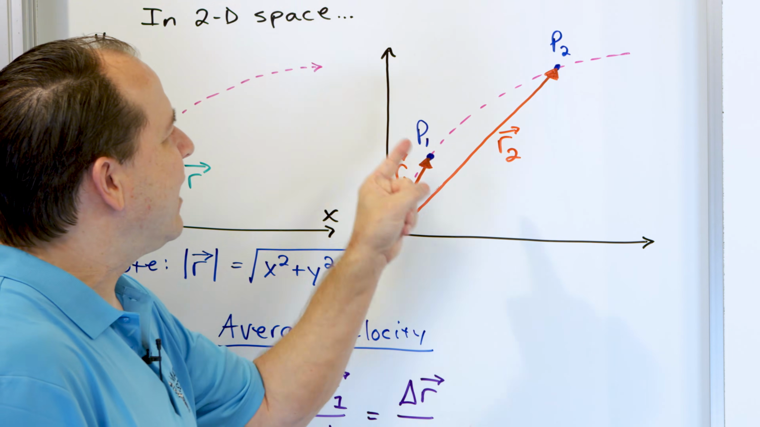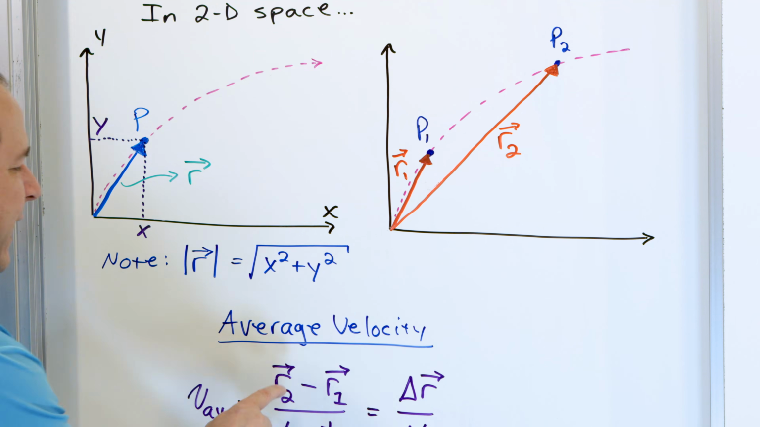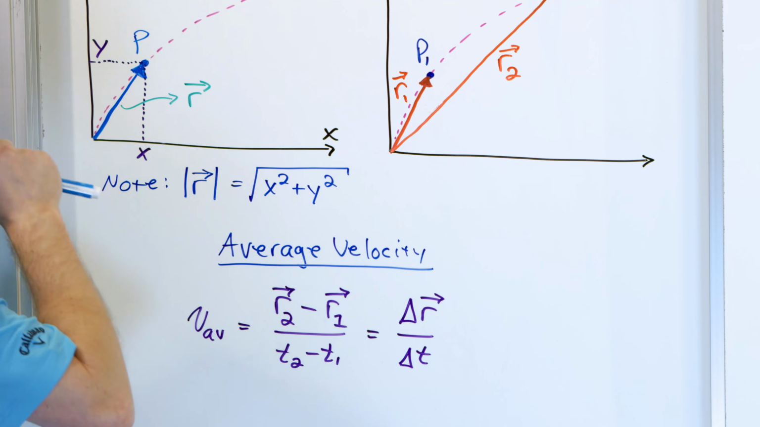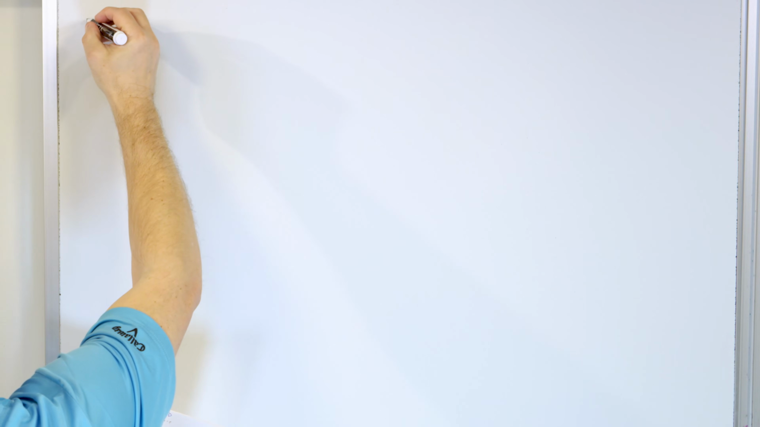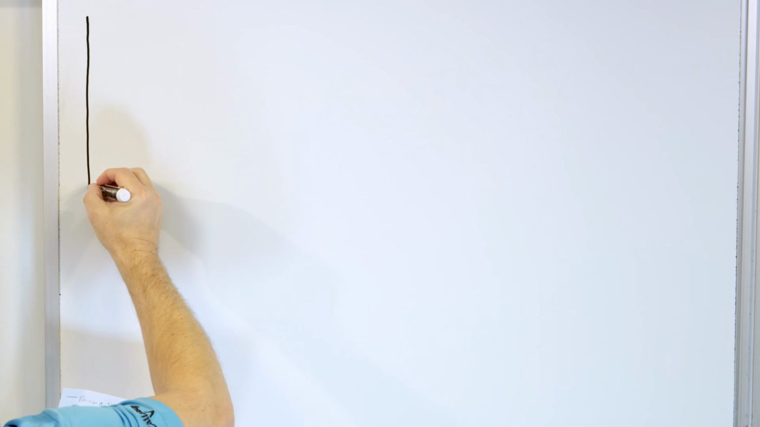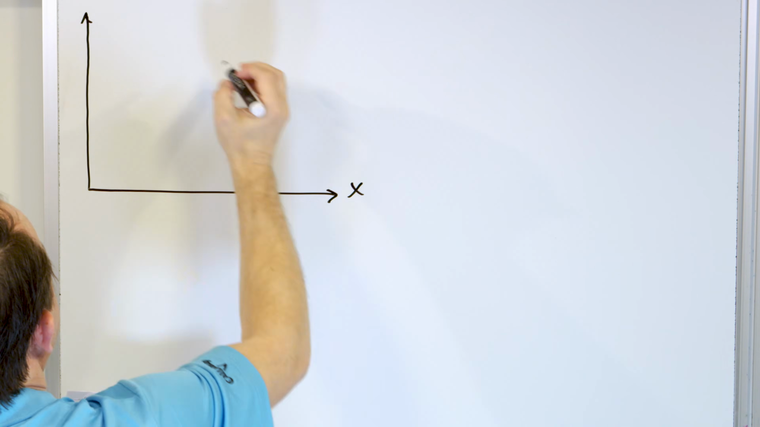Now, how do we actually graphically show and calculate what the average velocity is? What I want to do is actually subtract these vectors here. So let's go over and draw a picture on this board on exactly how to do that. I'm going to draw another little axis like this. And of course, this is going to be x, and this is going to be y.